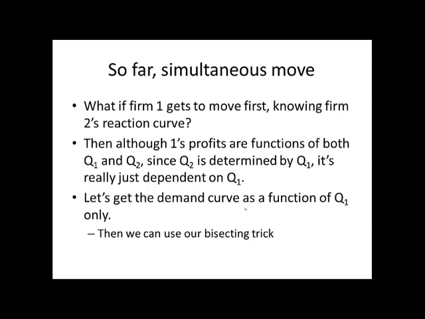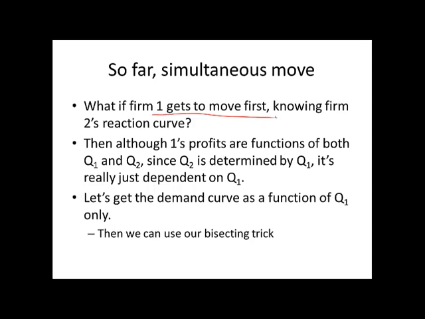And so the question is, what if firm 1 gets to move first? And it's not just that it moves first, but it also moves first knowing firm 2's reaction curve. Now, this is kind of an interesting scenario because if you think about it, in general, firm 1's profits depend on both what it produces, Q1, and what the other firm produces, Q2. But in this scenario, since firm 1 moves knowing firm 2's reaction curve, that means that in effect, firm 1 is controlling both 1 and 2.